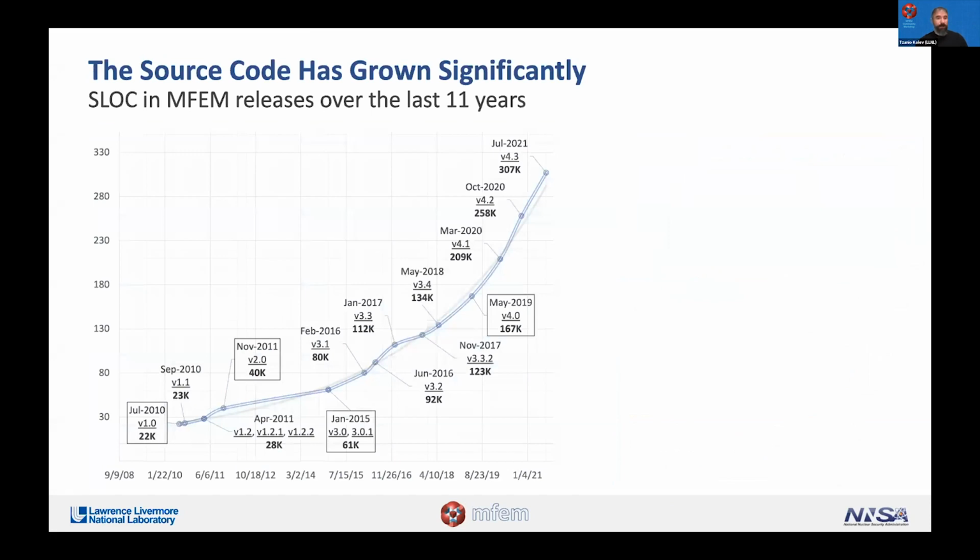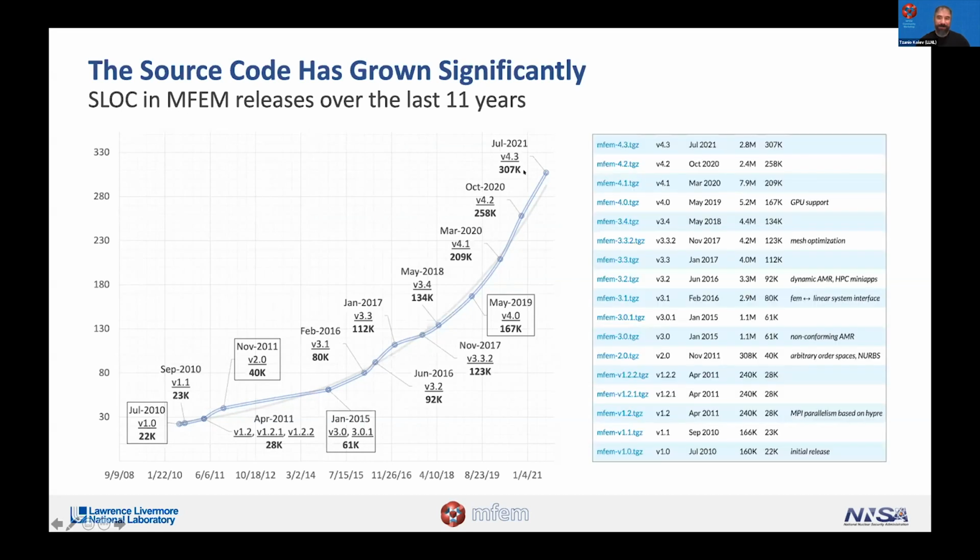Now, over the years, the source code base has grown significantly. This is time, lines of code in thousands, and these are the different releases. The ones in boxes are the main releases. As you can see, the growth is, well, it's not linear. It's at least quadratic, maybe more than that. And our latest release, 4.3, is over 300,000 lines of code.